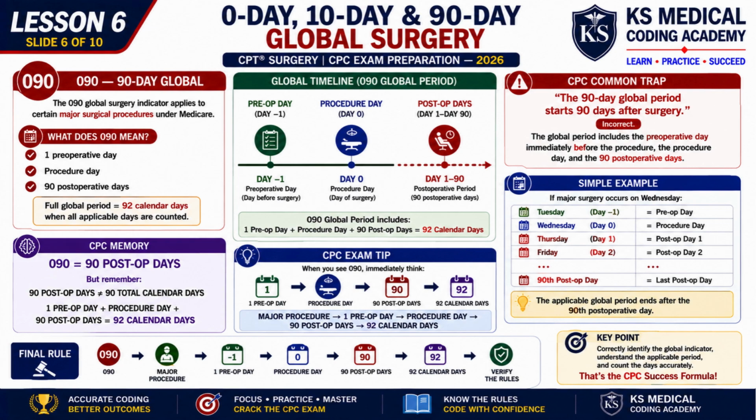Now let's focus on the 090 Global Surgery Indicator. The 090 indicator applies to certain major surgical procedures under Medicare. The key difference is that the 090 global period includes 1 preoperative day, the procedure day, and 90 postoperative days. So the full period is 1 pre-op day plus procedure day plus 90 post-op days equals 92 calendar days.